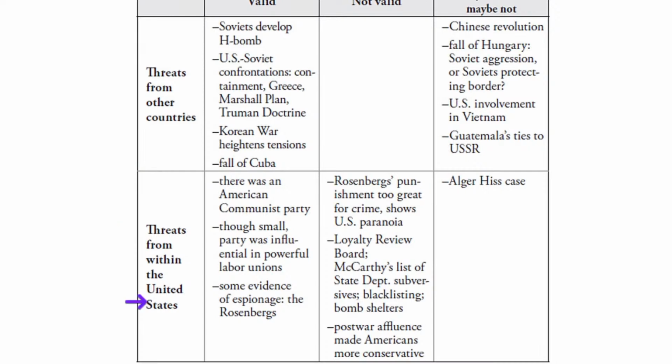For threats from within the United States, you might think of things like the American Communist Party. It was small, but it did have some influence in certain circles. Particularly, there was an association with labor unions and communism at that time. There was also some evidence of espionage, such as Julius and Ethel Rosenberg, who were tried and convicted for selling secrets to the Soviet Union.